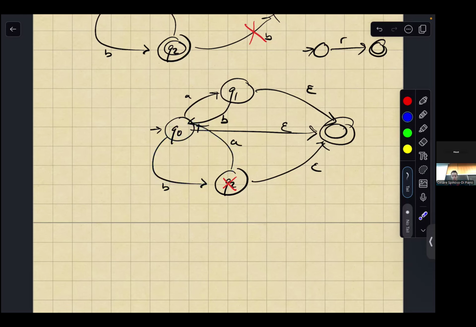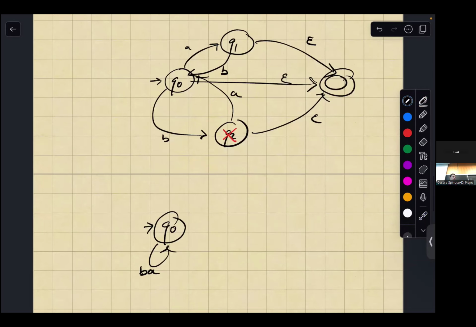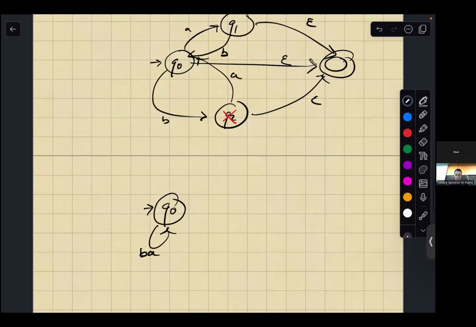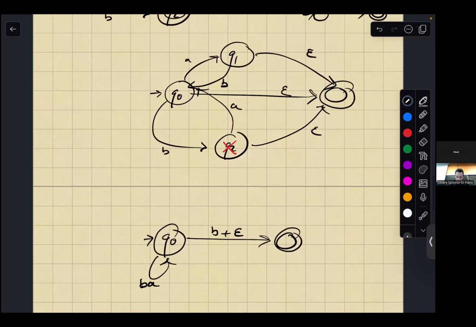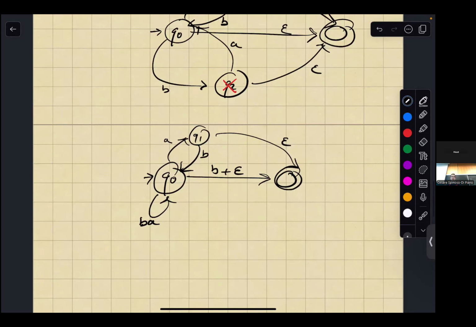The other thing it allows me to do is to go directly to the accept state by reading a B and then epsilon. Right? So I have to account for this in my new graph. So I have Q0. I can stay at Q0 now by also reading BA. Now remember, this is a generalized transition diagram, so I can use regular expressions. That's totally fine. And the other thing I need to do is account for the fact that now, in addition to just reading epsilon, I can read a B to go to the accept state. B and then epsilon. Okay?